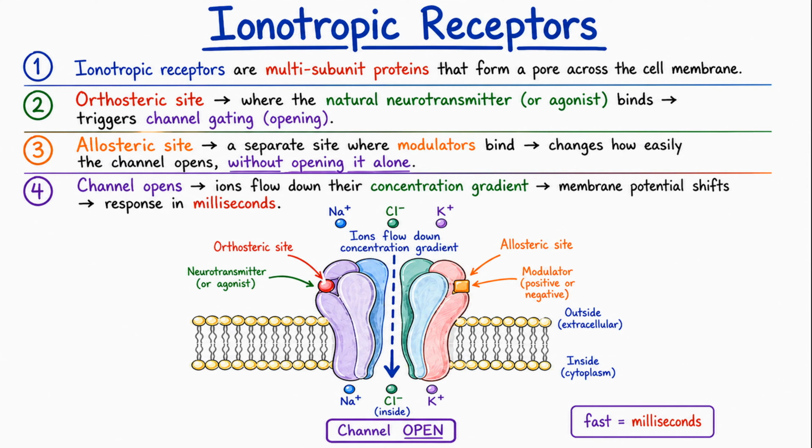Once the pore does open, ions simply flow down their concentration gradient. So chloride flows in for GABA-A, sodium and calcium flow in for NMDA, and because this is just ions physically moving through an open pore, with no chemical cascade involved, the whole thing happens in milliseconds. That's the defining feature of every ionotropic receptor.